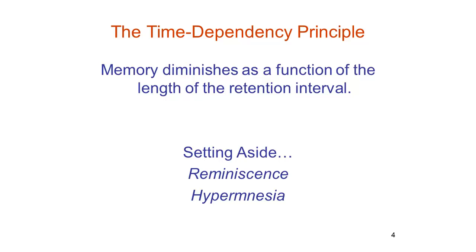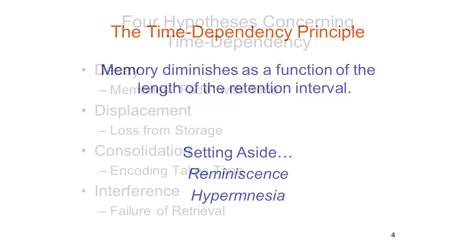Now, surprisingly enough, there are some exceptions to the Time-Dependency Principle. There are circumstances under which memory can increase as a function of the length of the retention interval in phenomena known as reminiscence or hypermnesia. But we're not going to be concerned with those phenomena. In these lectures, we're going to focus on the basic time-dependency principle that memory seems to fade with time and try to figure out why that is the case.